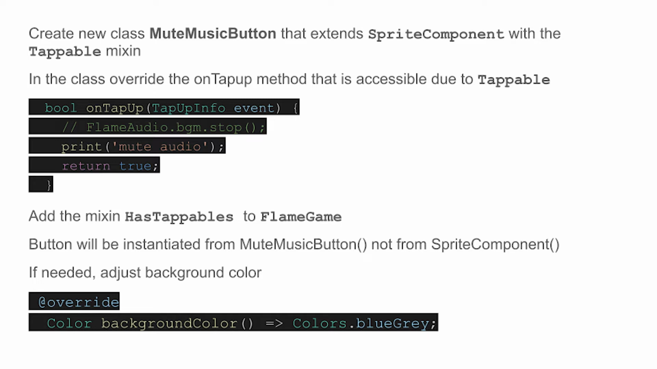If you use the same icon that I did for the mute, it's going to be black, and the Flame game default background is black. So within the Flame game class, you could override the background color and change this to something like, for example, Colors.blueGrey. This is only if you can't see the icon because the icon is the same color as your background. Okay, this should be a lot of fun, so pause the video and give it a try.